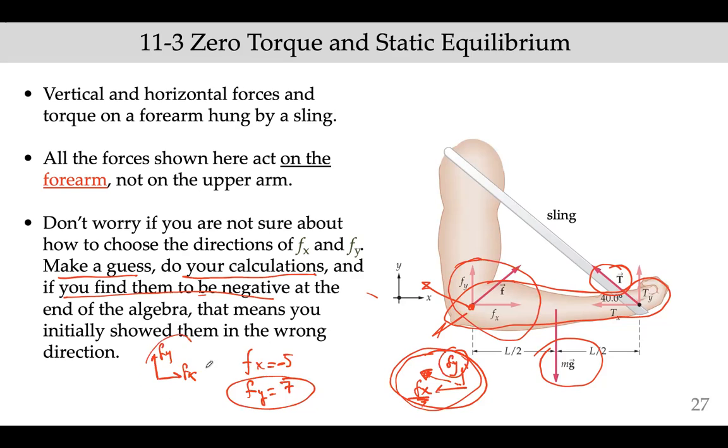Again, this doesn't have to be the correct answer. It depends on the problem. Fx and Fy can be in any direction. But you don't have to know which direction to choose. Just choose any direction, make your calculations. If you find any of them or both of them negative, then the correct direction is actually the opposite direction.